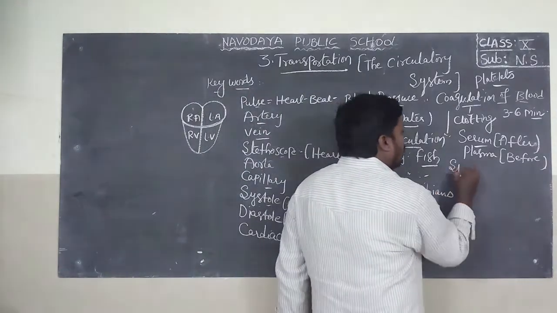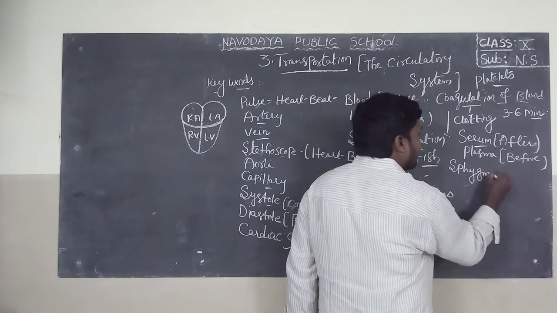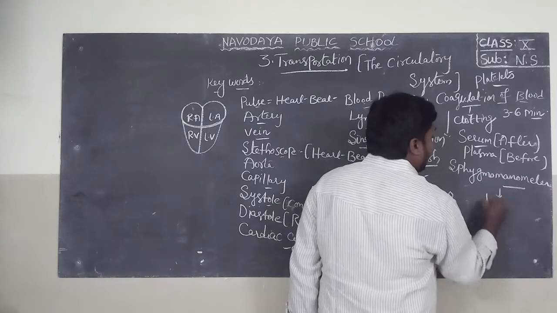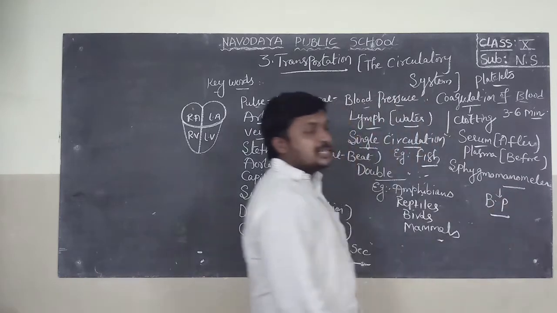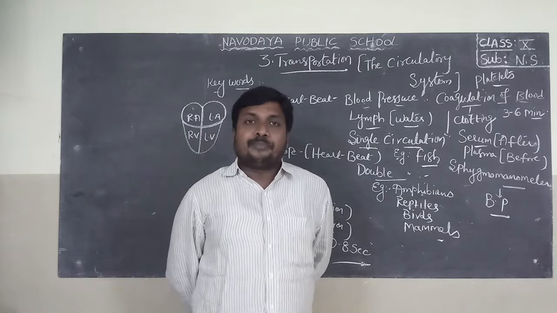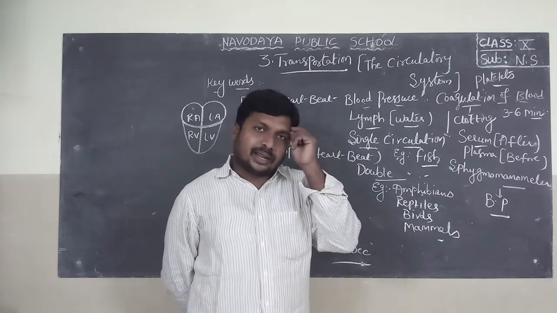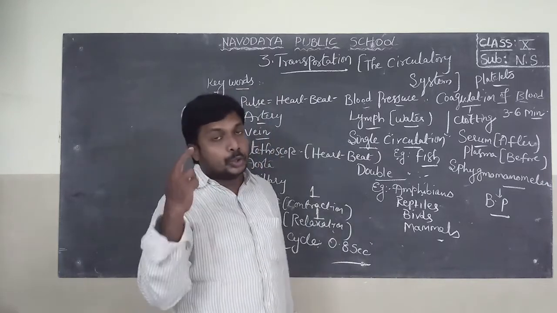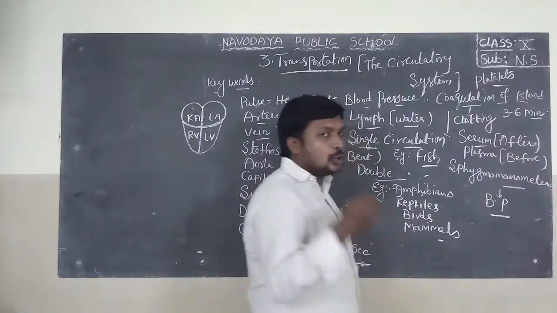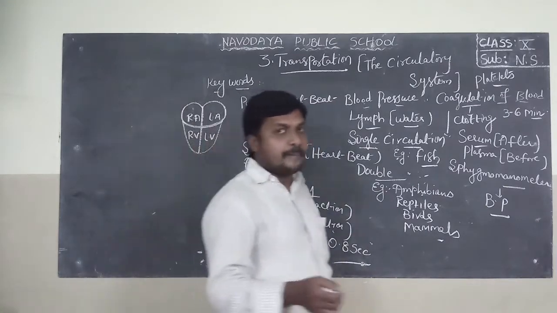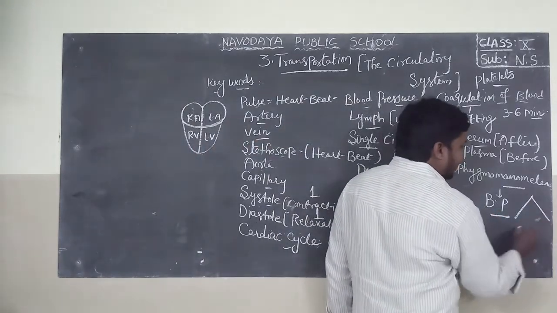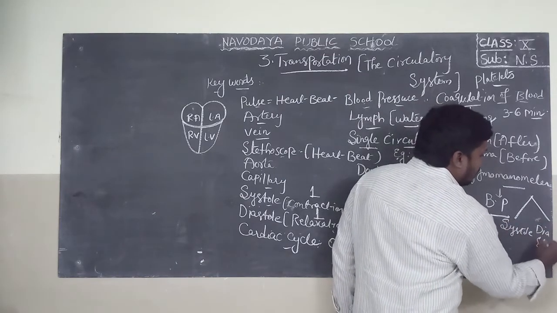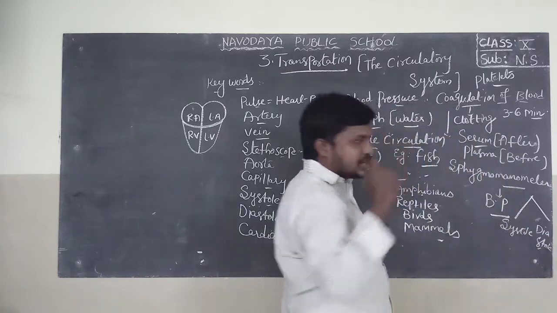Now, sphygmomanometer. The instrument used to measure blood pressure is known as the sphygmomanometer. At the time of blood pressure measurement, doctors select a particular place, the upper arm artery, and take two readings: systolic pressure and diastolic pressure. Both together are called blood pressure.